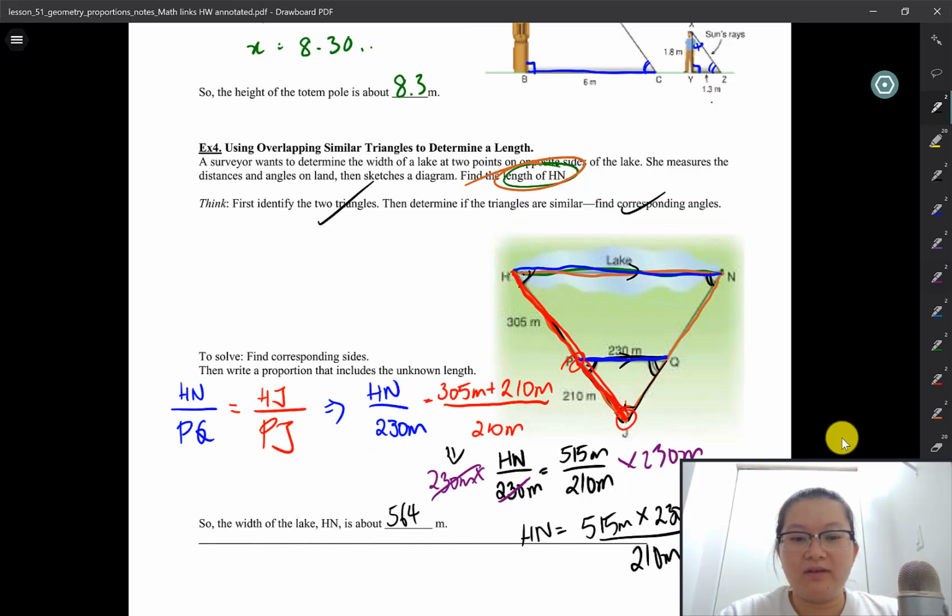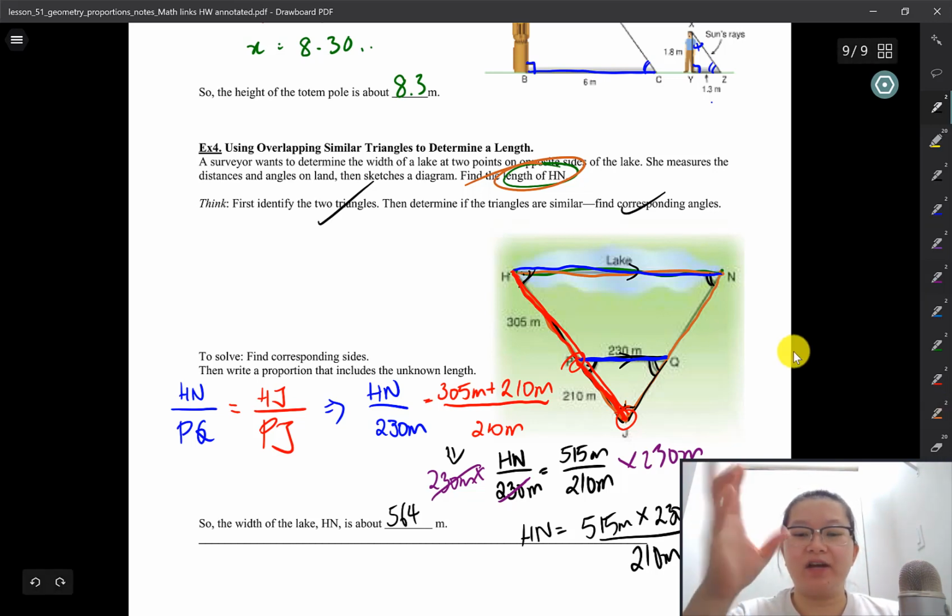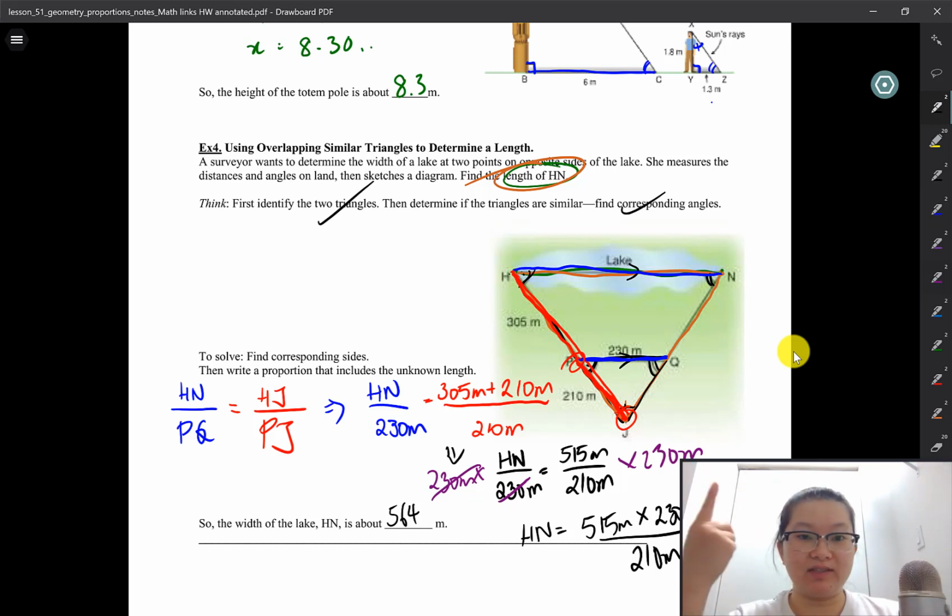All right, so the key thing about these triangles is to make sure you identify the corresponding sides, otherwise it'll be difficult to figure out your scale factor and your ratios to calculate your missing side.